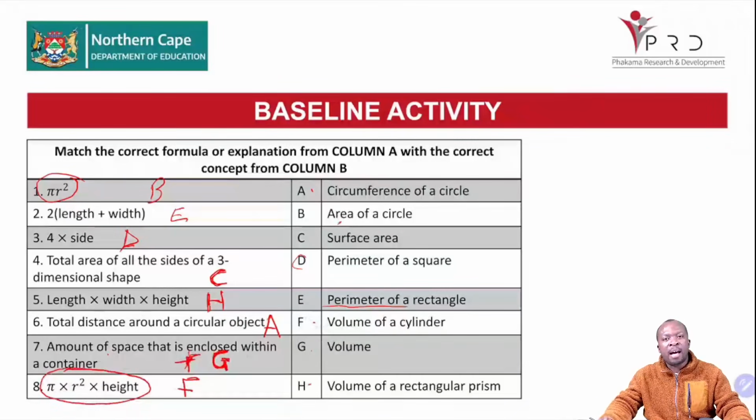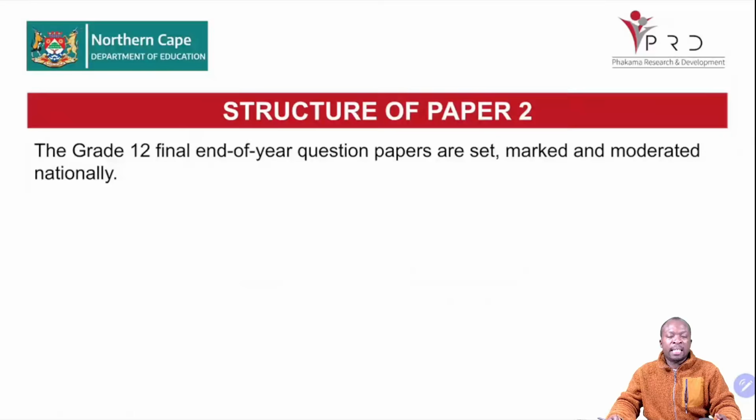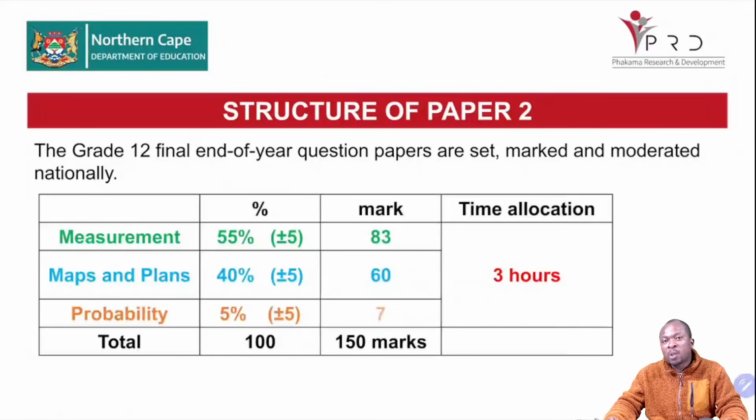pi times r squared times height. So now that you have been able to allocate the meanings or the formulas to each of the terms, let us get into how the paper will look. Remember, for paper 2, we are going to have the topics of measurement, maps and plans, and probability.